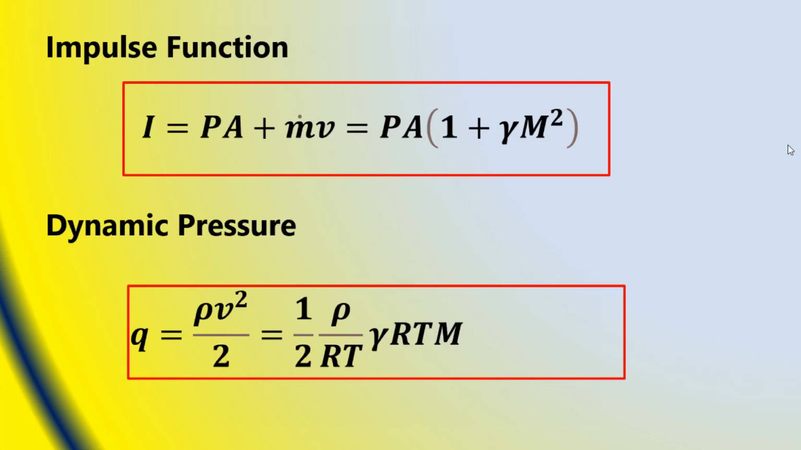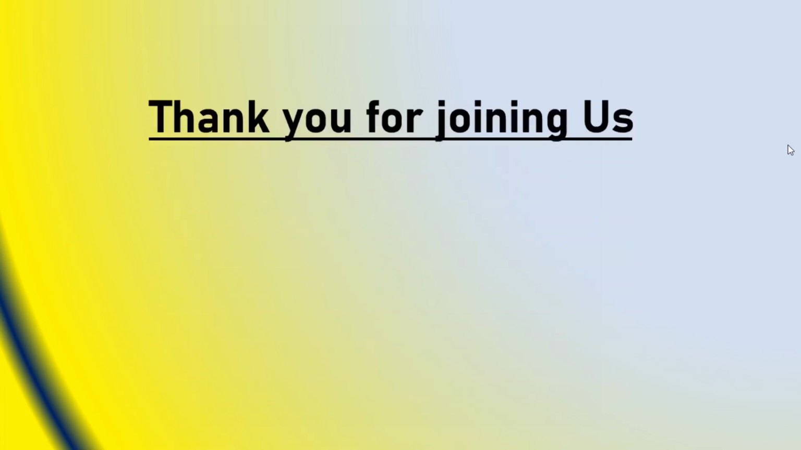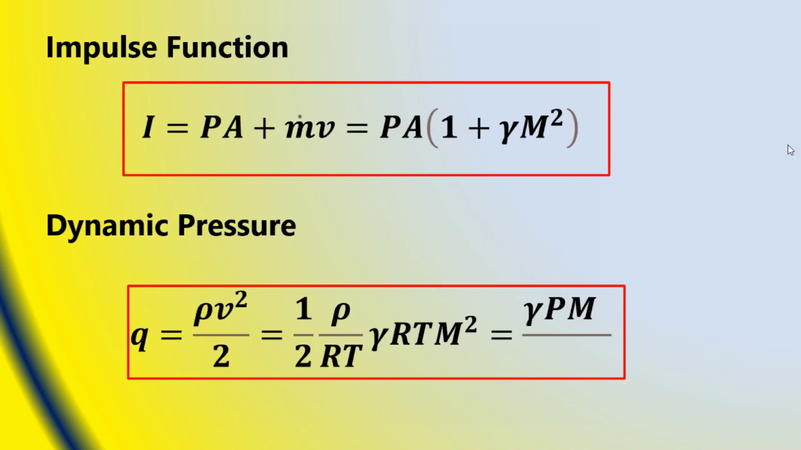Dynamic pressure, Q, is also equivalent to gamma, the specific heat ratio, multiplied by P, pressure, and M squared, Mach number, all divided by 2. Finally, understanding the design process for air-breathing gas turbine engines is crucial for achieving optimal solutions. By considering the unique aspects of the design process, emphasizing effective communication, and utilizing key compressible flow relationships, designers and engineers can navigate the complexities of engine design successfully.